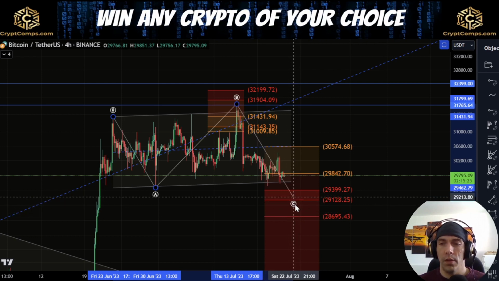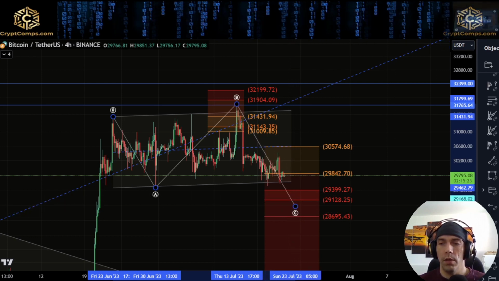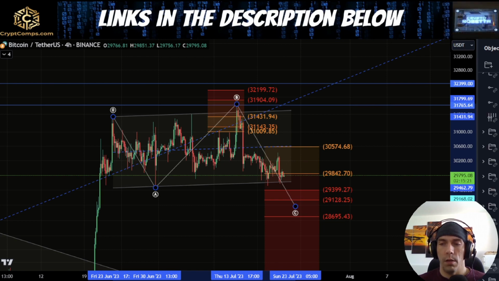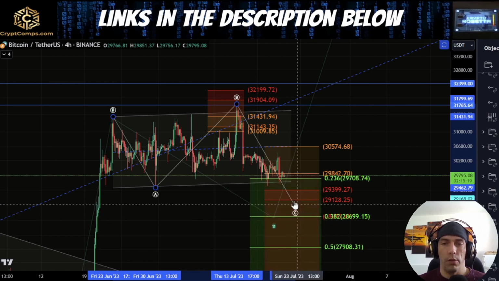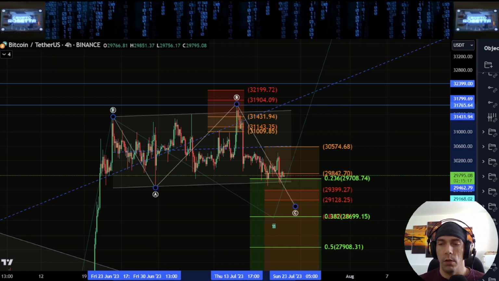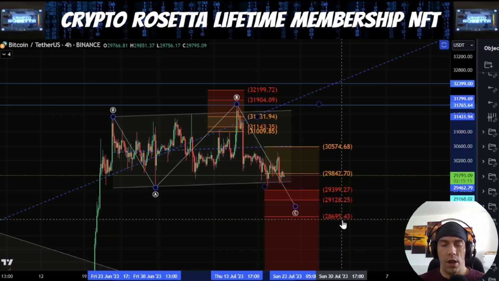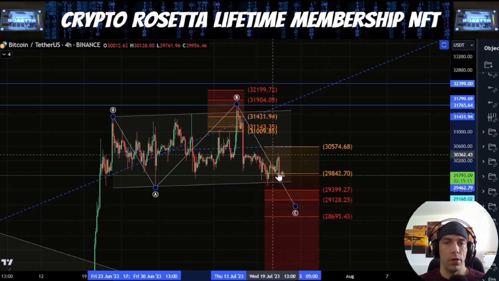Now, this would align with coming back down a bit deeper here, looking for that idea of seeing a move into this 382, particularly if we had to move down towards this 1618 area, this 28,695. So going to be keeping an eye on this.